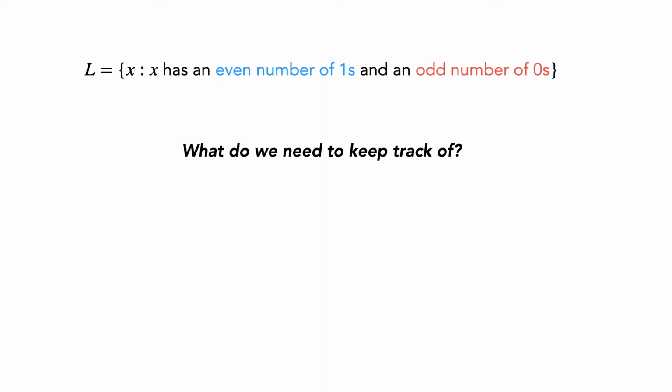To do that, I have this motivating question, which is, what exactly do we need to keep track of? The reason I'm asking this question is if we can figure out how many things we need to keep track of, then we can relate these to the number of states that we use.